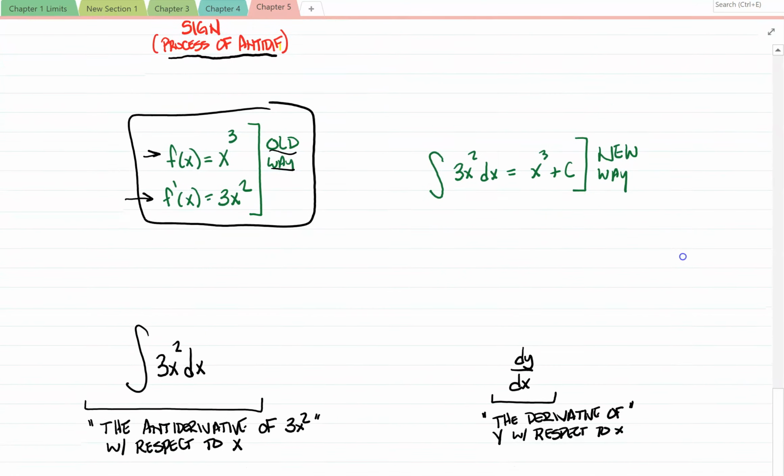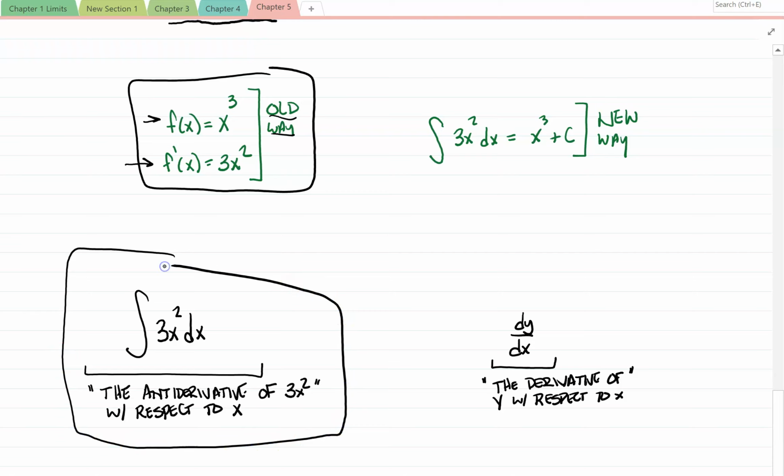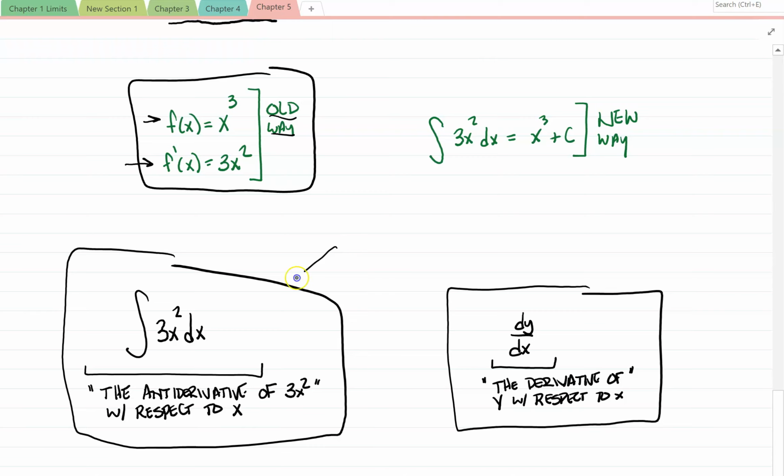We read this as the antiderivative of 3x squared with respect to x. That's how we read this information. Just like this other information, we know to read as the derivative of y with respect to x. We now have another symbol that we need to know how to read, and this is the antiderivative of 3x squared with respect to x.